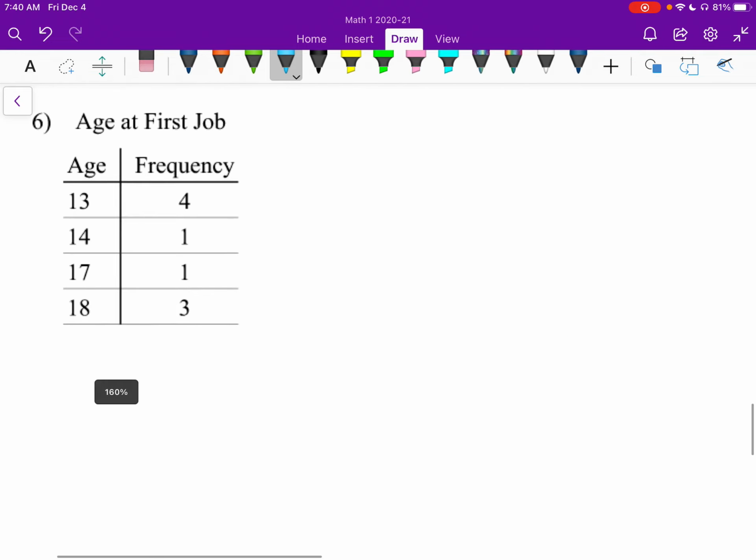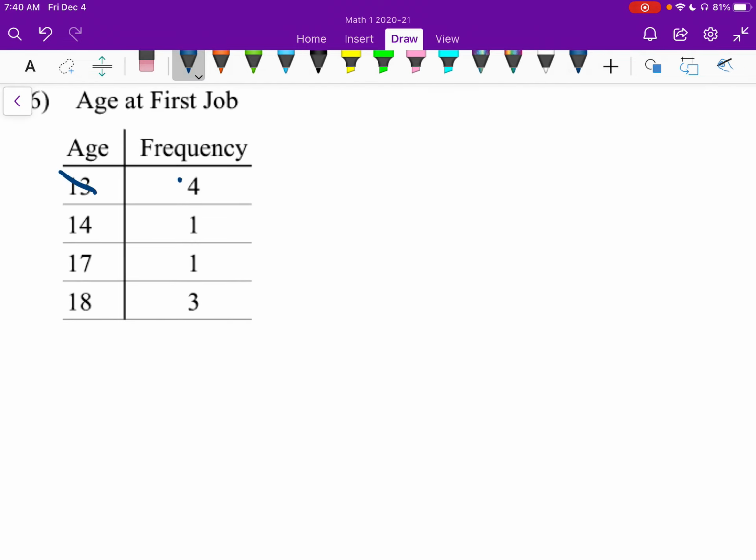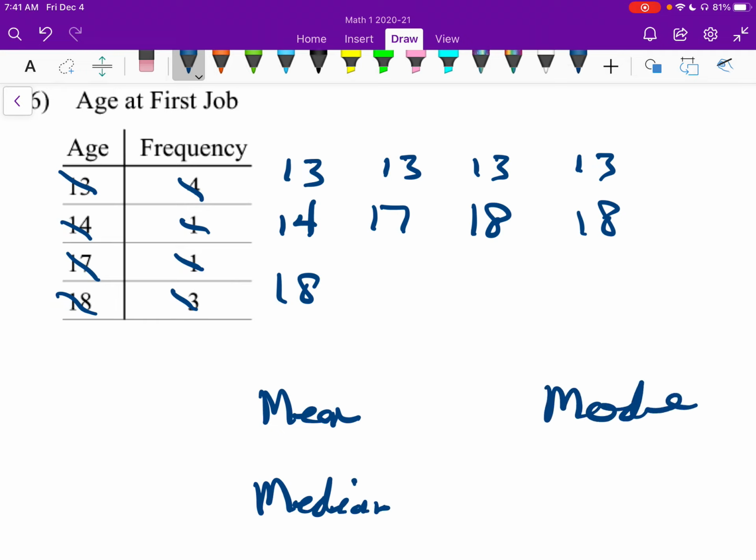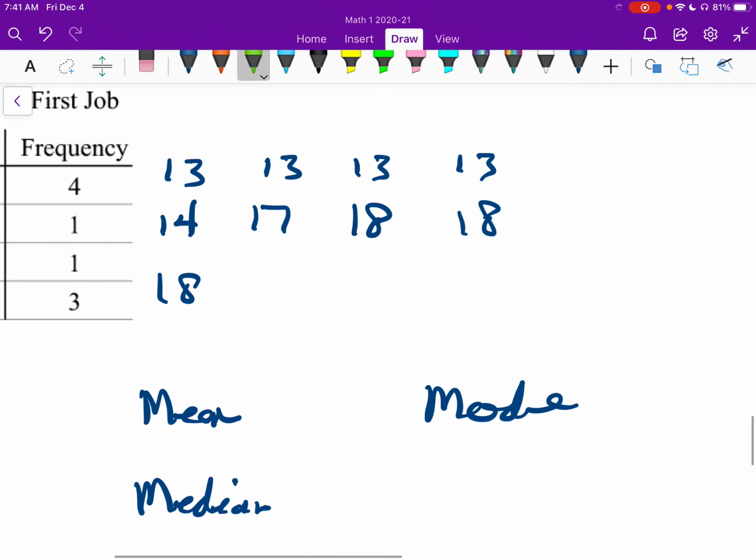All right, number 6, last one. 13 happened 4 times. 14 happened 1 time. 17 happened 1 time. 18 happened 3. All right. The mode, again, is really quick to see. We just look at our frequency table. I'll erase that. The one with the biggest frequency is the mode. So it's going to be 13.